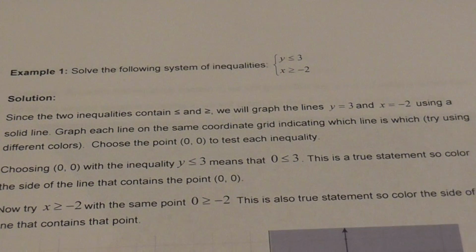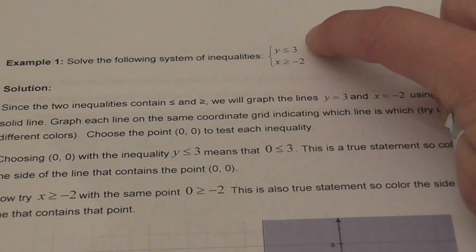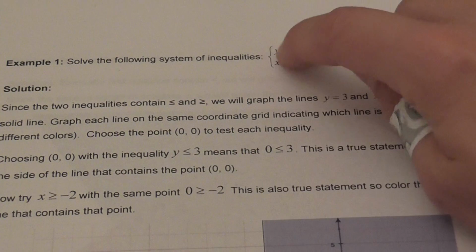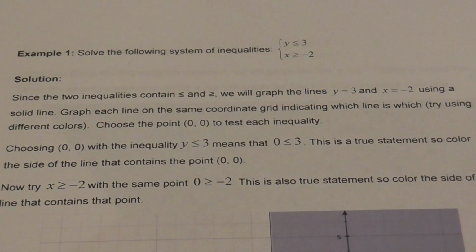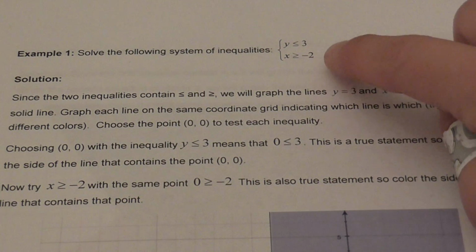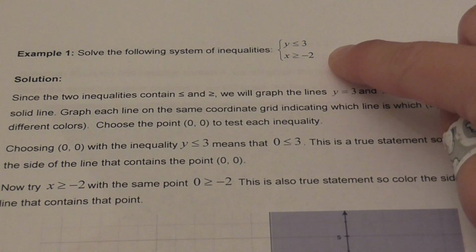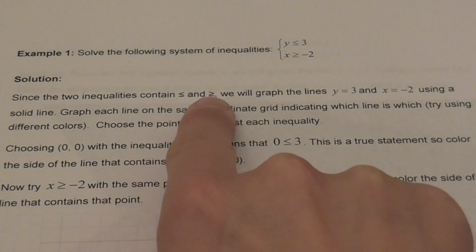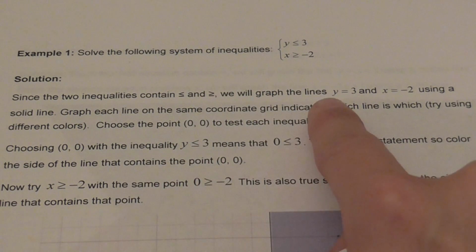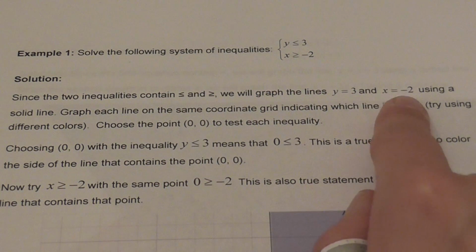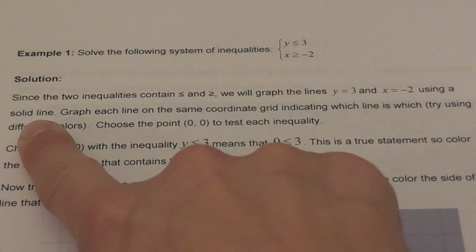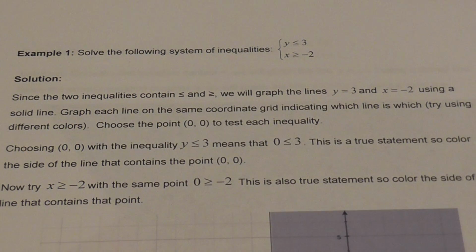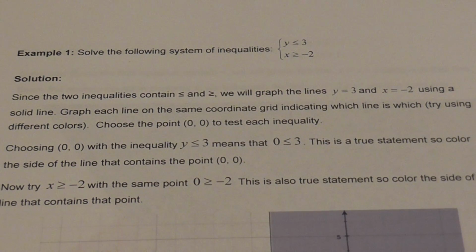So here are some examples. To solve this system of inequalities, the little notation here is just a bracket saying that the system goes together. It's nothing super important and doesn't change mathematically how we've been doing things. We've got y is less than or equal to 3 and x is greater than or equal to -2. Since both inequalities contain the or equal to signs, we're going to graph the lines y equals 3 and x equals -2 using solid lines. You graph each line on the same coordinate grid, indicating which line is which, trying to use different colors.